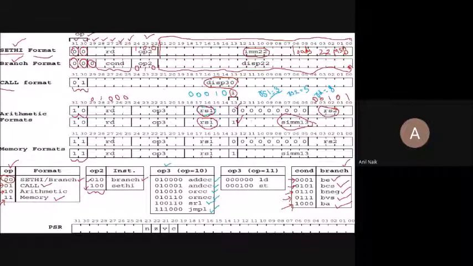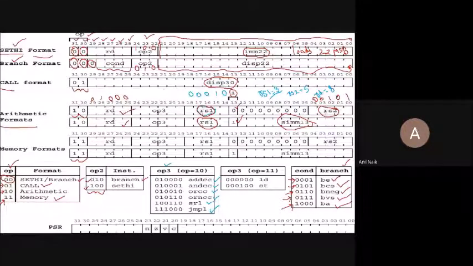SIMM13 means bits 0 to 12, 13 bits, are reserved for what purpose? To store the constant value. So in arithmetic operations there are two types of instructions. One takes the content from both registers and stores the result in a destination register, and another adds the content from a register and a constant value and stores it in the destination register. So this is about the arithmetic instruction.